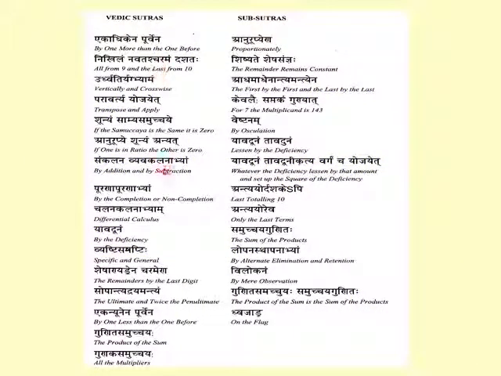So here are the sutras we have been talking about. 16 sutras on the left, they are the main sutras, and 13 sub-sutras on the right. The sutras are described as Sanskrit words followed by their English translation. And the same is true on the right side for sub-sutras. Okay, let's continue.